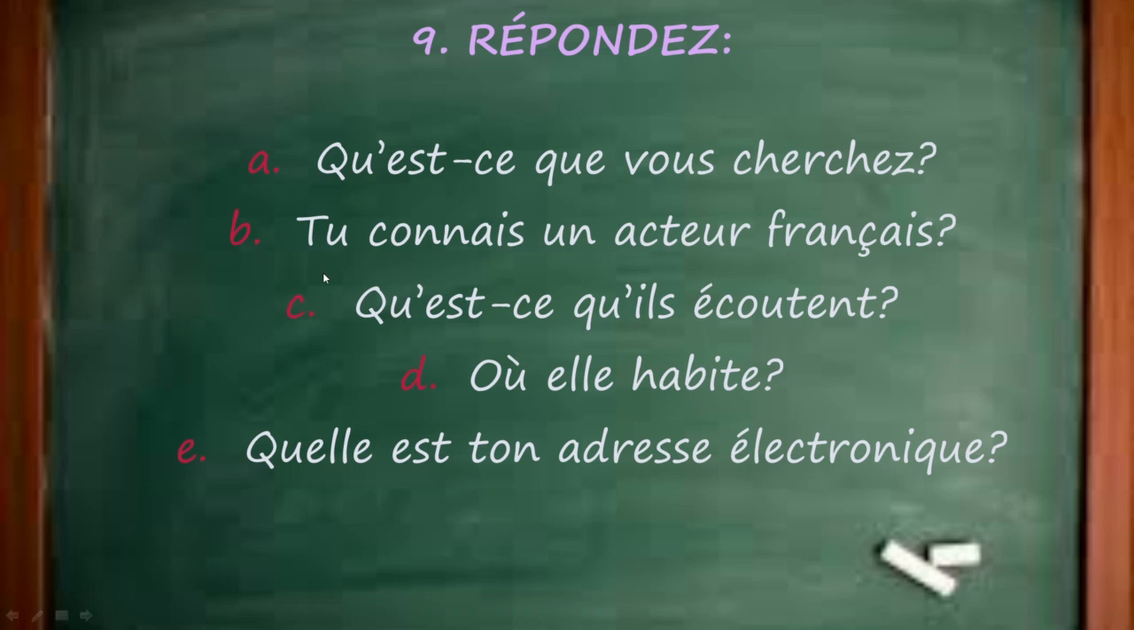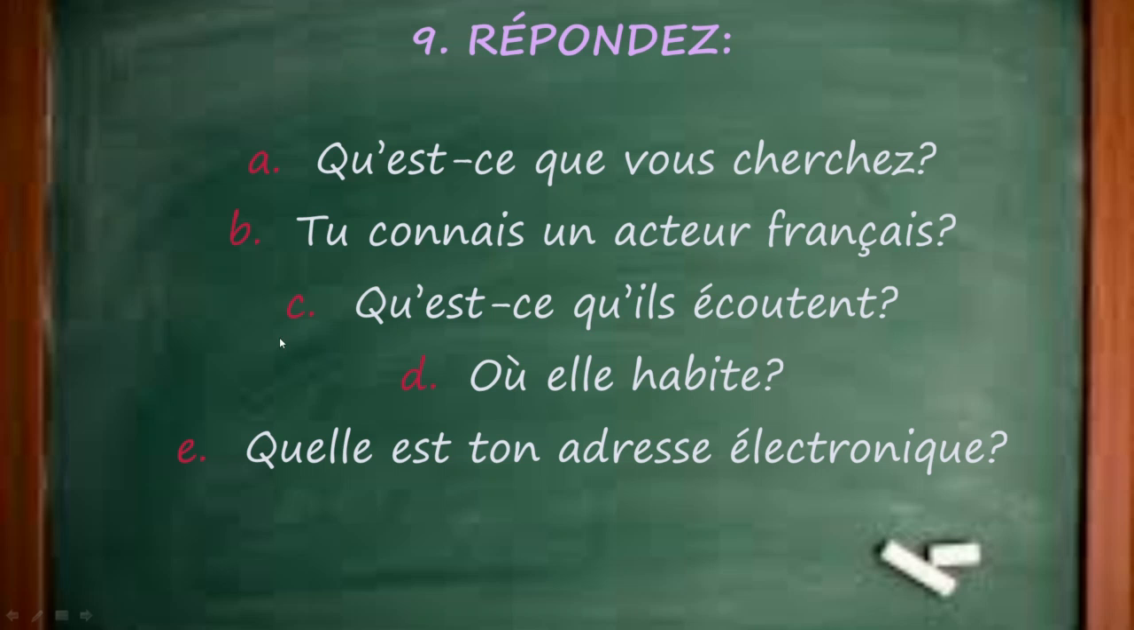Right, if you're going to write in negation, then you'll say non, je ne connais pas d'acteur français. Je ne connais pas. Un changes to de normally in negation, and as acteur starts with a vowel, we'll be using the apostrophe. Acteur, then français. Non, je ne connais pas d'acteur français.